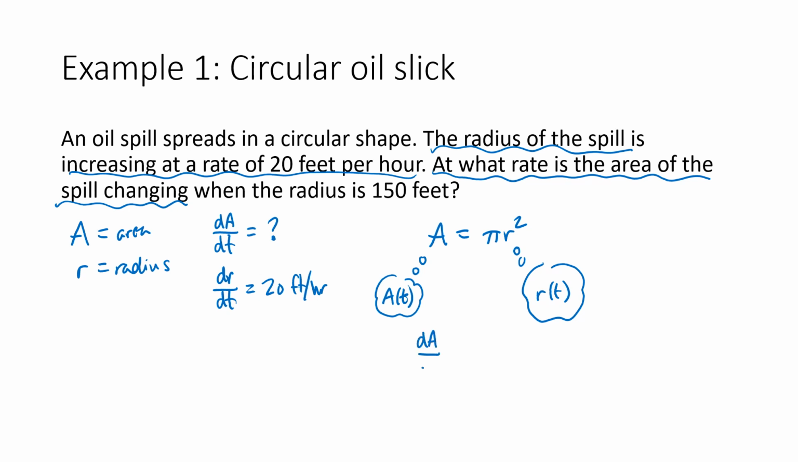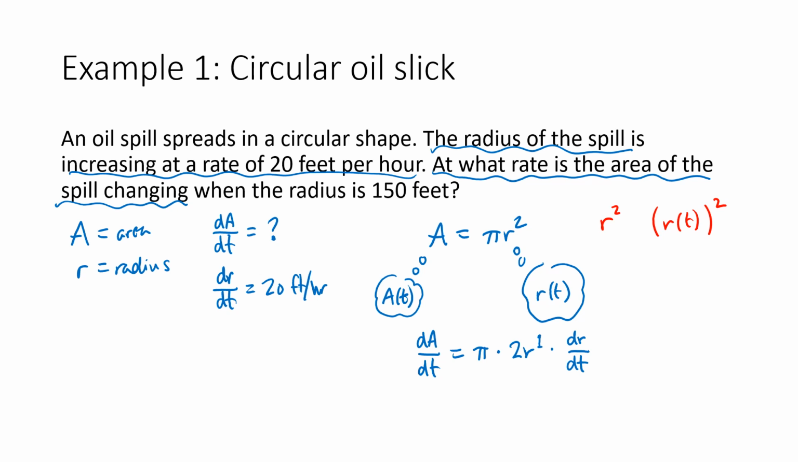On the left-hand side, the derivative of A is dA/dt, or you could think of that as A prime of t. And then on the right-hand side, pi is a constant multiple. To take the derivative of r squared, we're going to need the chain rule. Instead of r squared, we want to think of that as r of t all squared. Remember, we're thinking of r as being a function that's changing with respect to time. So the chain rule tells us the derivative of r squared is 2r to the first power. But then by the chain rule, we multiply by the derivative of r, which is dr/dt. Okay, so now this is our relationship between the rates.